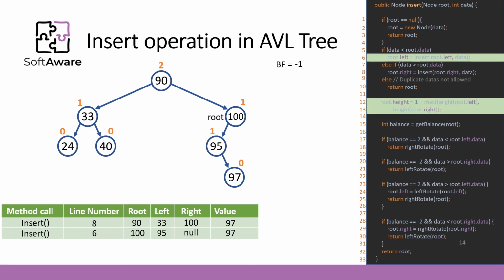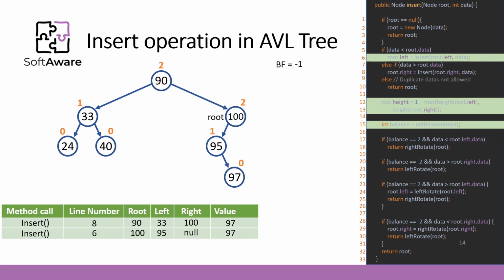At our new root 100, we have left at line number 6, where we have returned the node with key value 95 as our root.left. So we can go to the calculation of height from here on. The maximum of height will be returned as 1, and 1 plus 1 is 2. So in this current root, we get our new height as 2. Get balance will return our balance factor, so 1 minus minus 1 will be equal to 2.